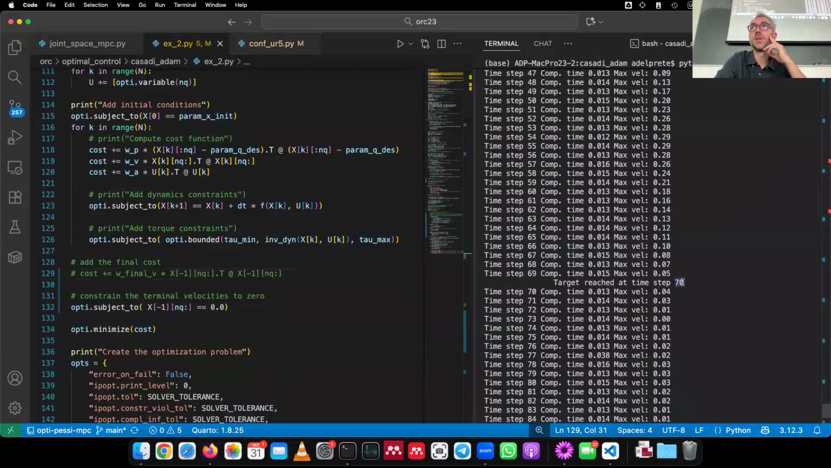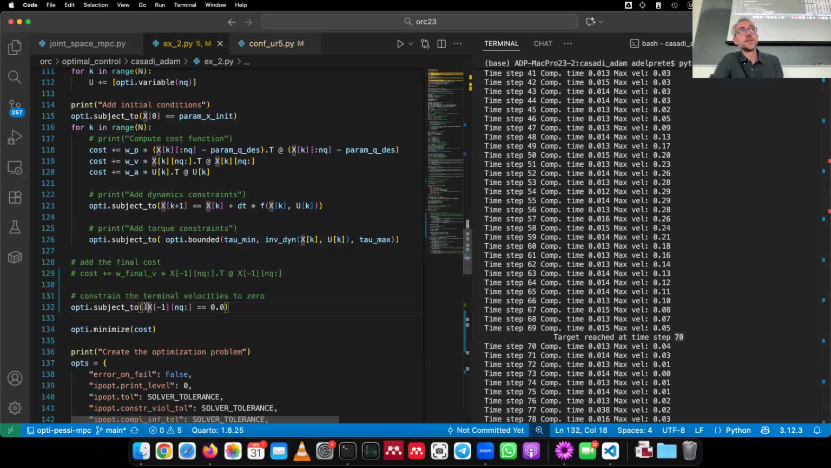We reach the target at time step 70. So it takes significantly longer to reach the target. We couldn't see the difference in terms of peak velocity, but we could see it in terms of how much time it takes to reach the target, which is actually the most important aspect. So you can see that, yeah, the terminal constraint is easier to work with, and it gives us immediate guarantees of feasibility. But we have this downside of making the motion much more conservative.